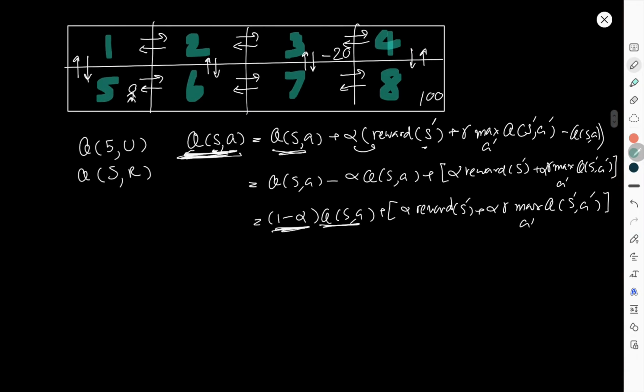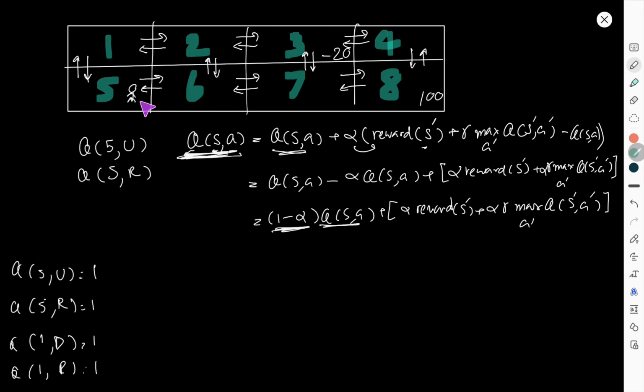Okay, so once we have the equation, now I'll show you how we can update the values and how it works. For example, if I initialize all Q of S and A to be 1, Q of 5 up is 1, Q of 5 right is 1, Q of 1 down is 1, Q of 1 action right is 1. All of them are 1. At first the agent is at state 5. As you can see here, the agent is here.